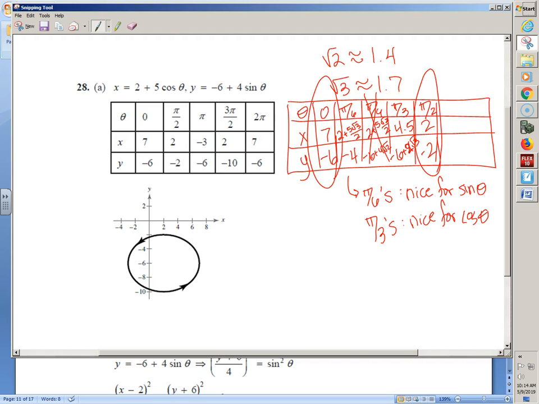And technically, guys, if you graphed all of your points, 7, negative 6 was here-ish. 2, negative 2 was here-ish. Negative 3, negative 6 was here-ish. 2, negative 10 was here-ish. That was more than enough information to be like, hey, there he is. So why did they choose these guys? Because they were nice.